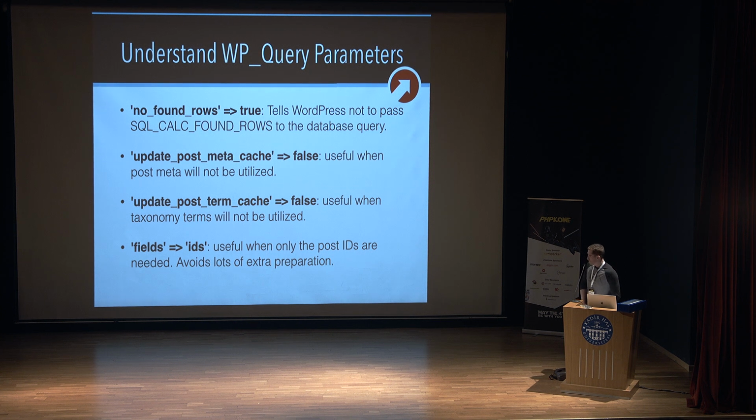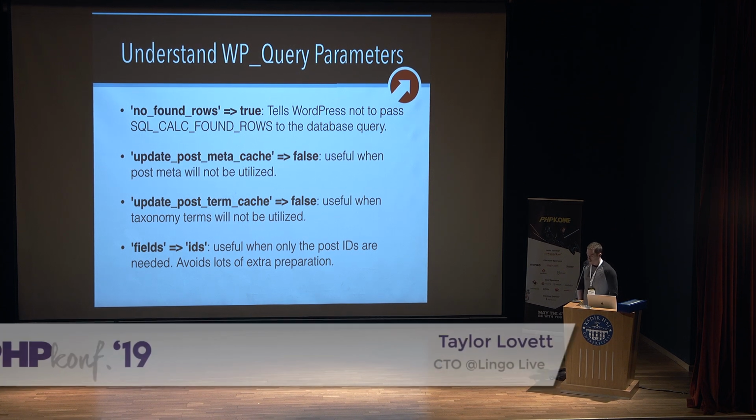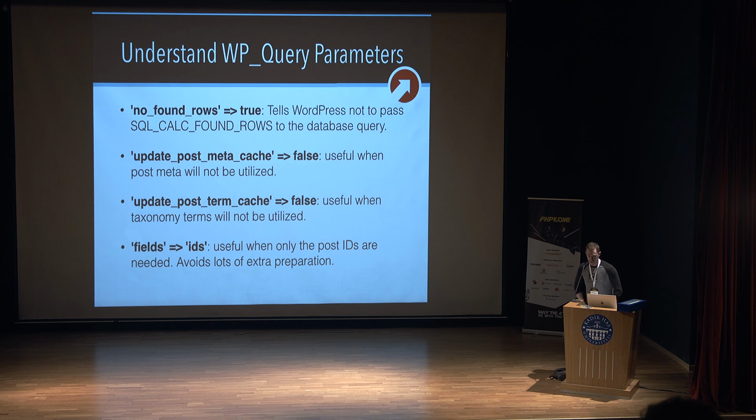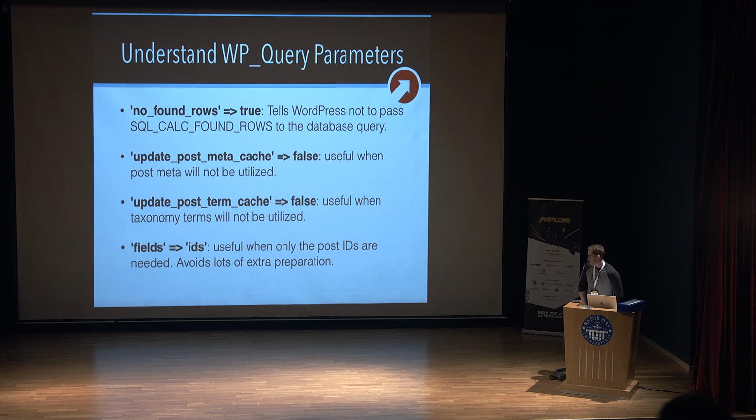So just to touch on a couple: no_found_rows. If you set this to true, WordPress isn't going to pass in SQL_CALC_FOUND_ROWS. SQL_CALC_FOUND_ROWS slows things down. It is required for pagination, but if you're not using pagination, you don't need that. Update_post_meta_cache and update_post_term_cache: if you're not using the terms and meta associated with what you're querying, you just don't need these. And they are going to slow things down, so you can set those to false, and WP_Query won't prime those caches.